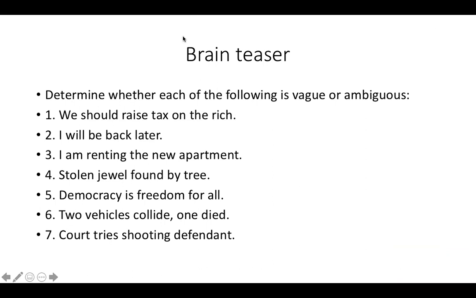Let me see. Patrick, is it Patrick talking? Yes. I think it's vague. Yeah, why is it vague? Because you don't know when the person is renting the apartment. Is it about when? He said he's renting it. So he's not actually telling you whether he's renting it now or later, but I don't think that is the problem with the sentence.